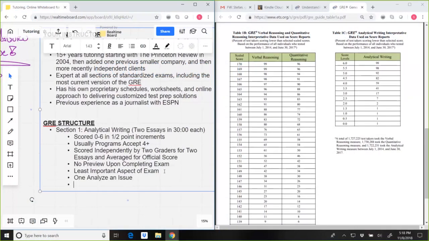Welcome to the first of MyGuru's fall GRE online classes. The first section that you will always get is going to be the analytical writing: 2 essays. One analyze an issue, and then the second is going to analyze an argument. Then sections 2 through 6 will be either quantitative or verbal.